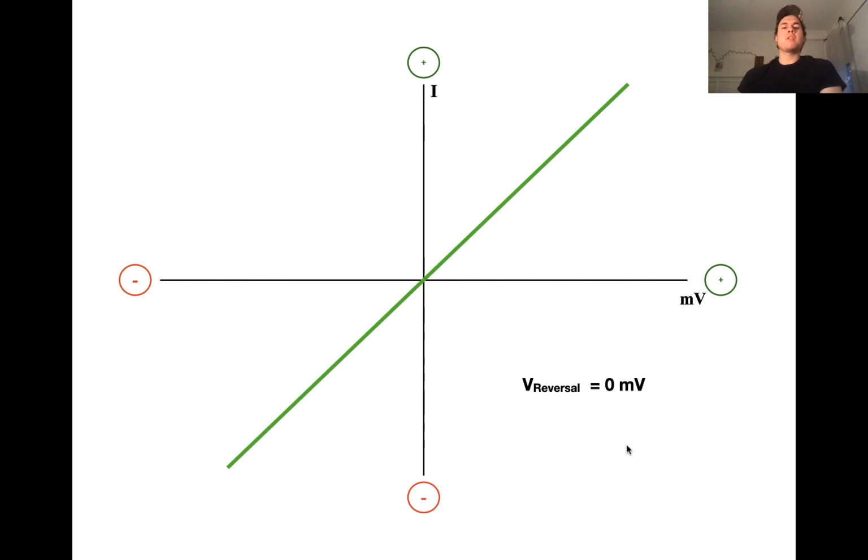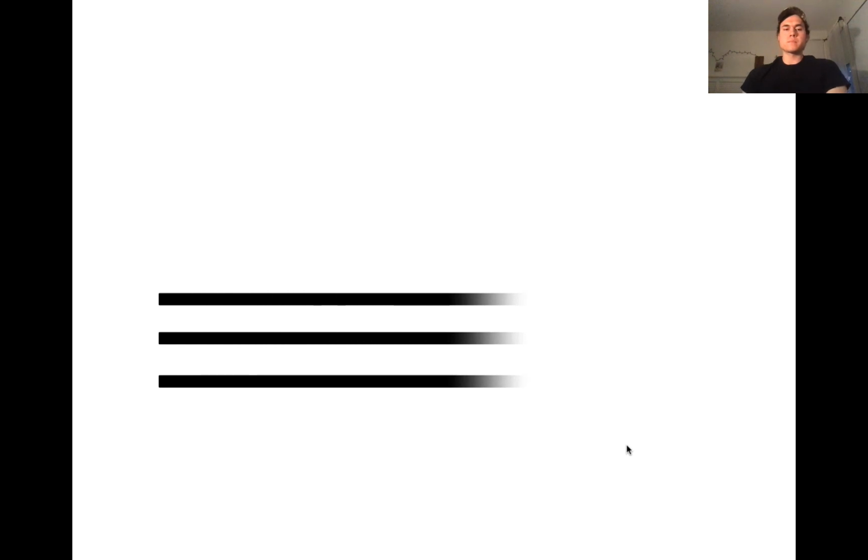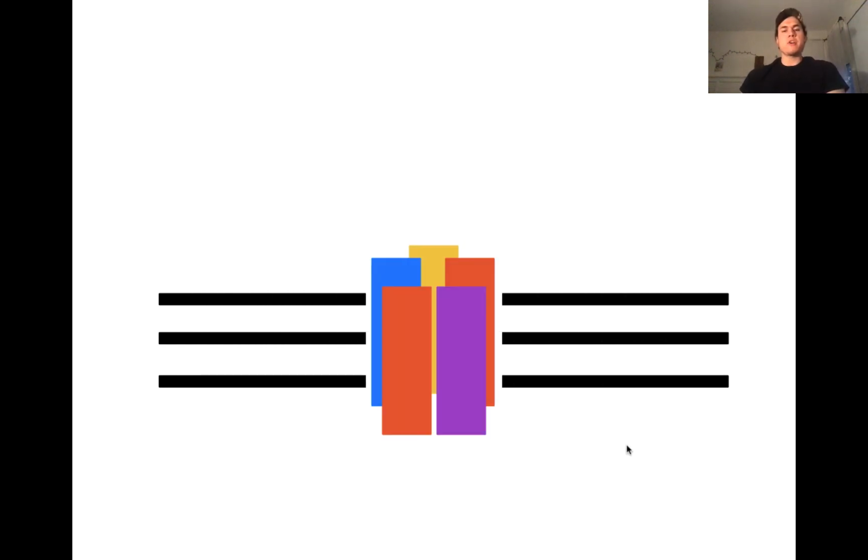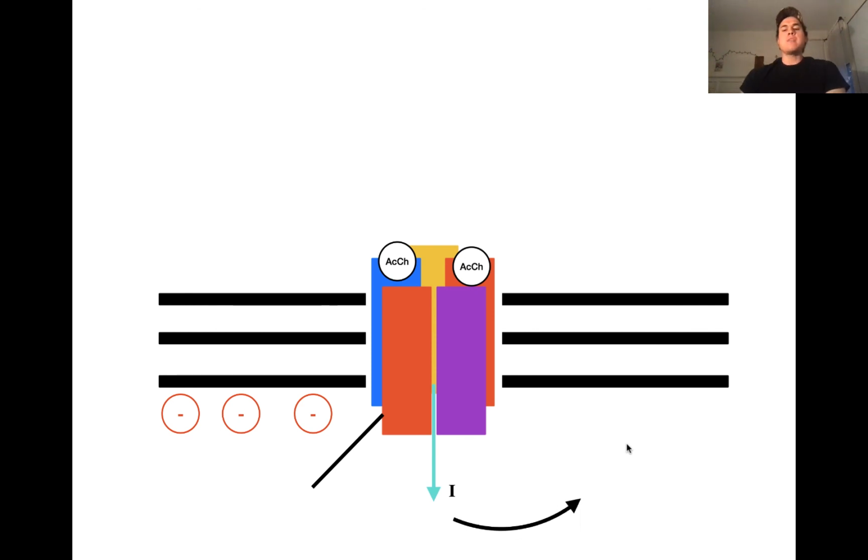So let's apply this idea now to the cell. If we bring back our cell with our nicotinic receptor, and we have our acetylcholine, the acetylcholine will bind to the nicotinic receptor at the 2 binding sites, which will then cause the nicotinic receptor to open. When this happens at a negative membrane potential, so at rest or at any hyperpolarized membrane potential, you're going to have a net inward current, which means positive charges entering into the cell, and this would cause the cell to depolarize.